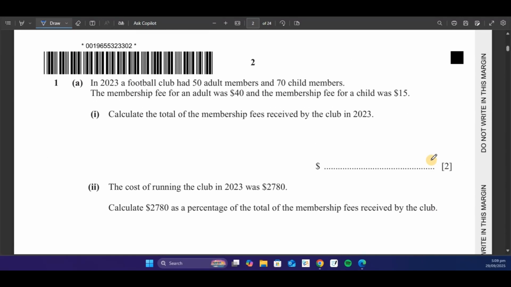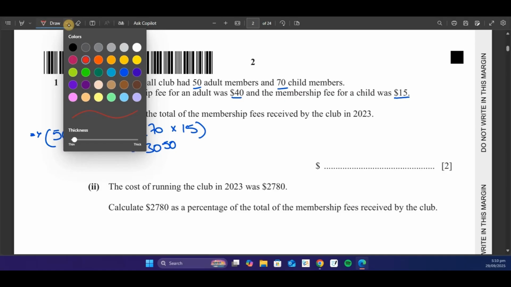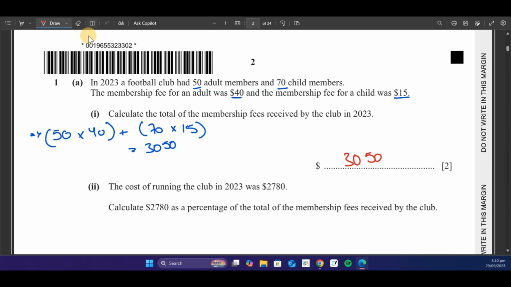So, question number one. In 2023, a football club had 50 adult members and 70 child members. The membership fee for an adult was $40 and the membership fee for a child was $15. Calculate the total of the membership fees received by the club in 2023. That is pretty simple and straightforward. So we're going to say 50 adults into $40 plus 70 children into 15, and that should give us a total of 3050, and that would be our final answer. 3050. Perfect. Pretty simple.